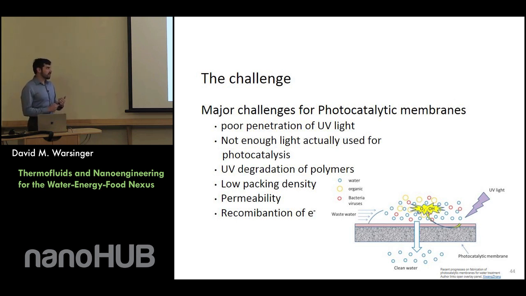One is there's poor penetration of UV light into typical reactors. There's basically one layer of membrane. The membranes available actually just absorb most of the light, and most polymeric membranes will be destroyed by either UV light or the photocatalysis itself. So we're making glass-type membranes that are TiO2, SiO2 hybrids that are very robust and durable because they don't have these vulnerable carbon-hydrogen bonds. And we're looking at increased packing density.